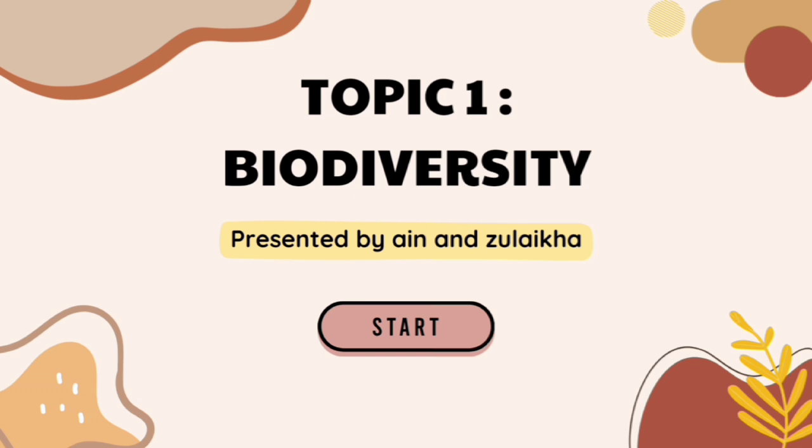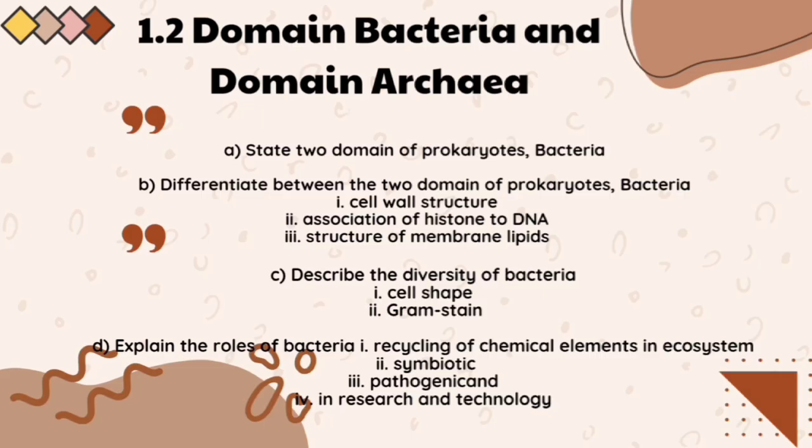Today we want to discuss topic 1, biodiversity. We want to discuss topic 1.2, domain Bacteria and domain Archaea. For learning outcomes, A: State two domains of prokaryotes, example E. coli, and Archaea, example Sulfolobus. B: Differentiate between the two domains of prokaryotes, Bacteria, example E. coli, and Archaea, example Sulfolobus, based on three things: cell wall structure, association of histone to DNA, and structure of membrane lipids.